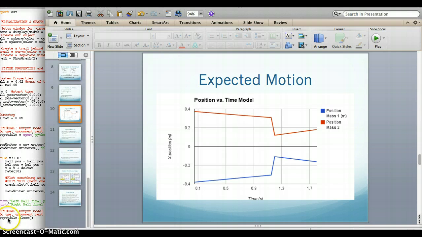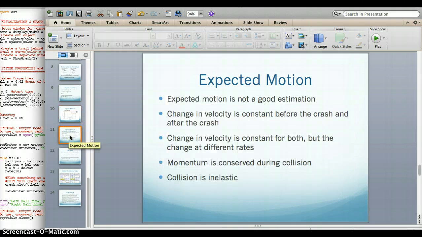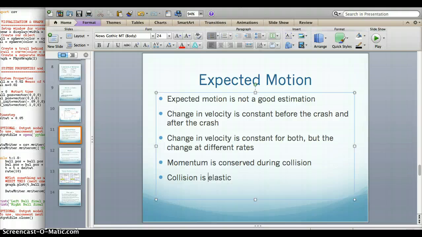We see that the graphs look very similar, the expected motion looks very similar to the observed motion. However, it is still not a very good estimate because the change in velocity, although it is constant, is changing at a different rate than what we observe. However, I still found that momentum is conserved during the expected collision and the collision is still elastic.